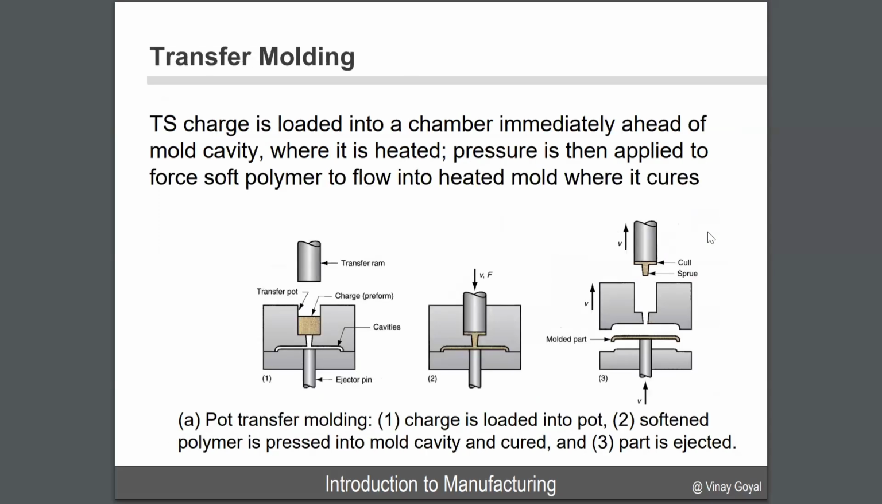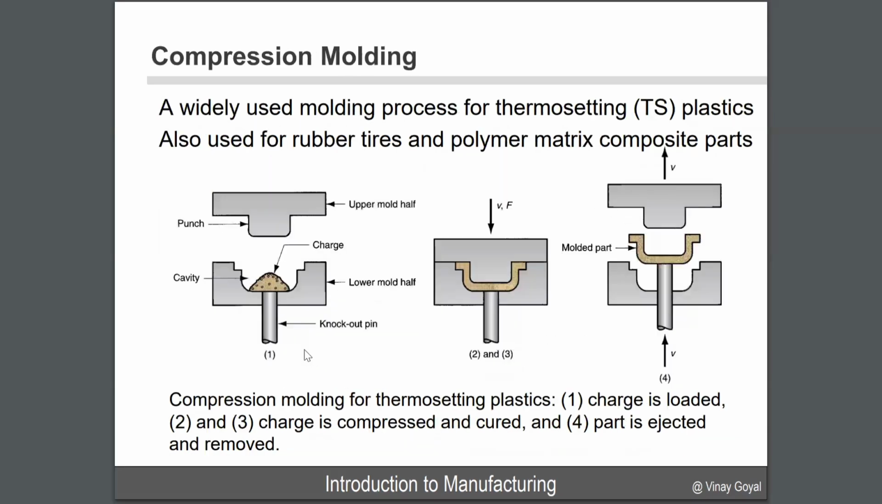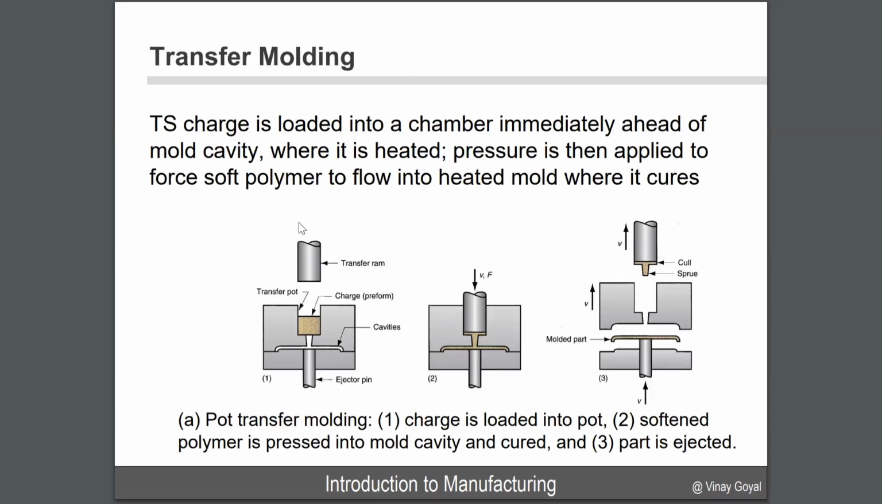You may have heard of resin transfer molding. Very similar idea to transfer molding. In this case, the charge will be loaded into a chamber immediately ahead of the mold cavity. Here, it was provided directly. Here, you're injecting it through this charge. And so that's how this one works. You're pushing the material through, and part A here is pot transfer molding.